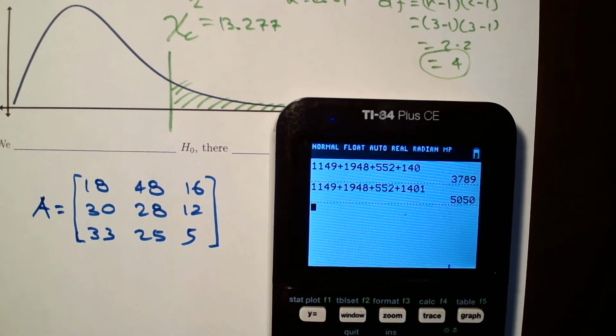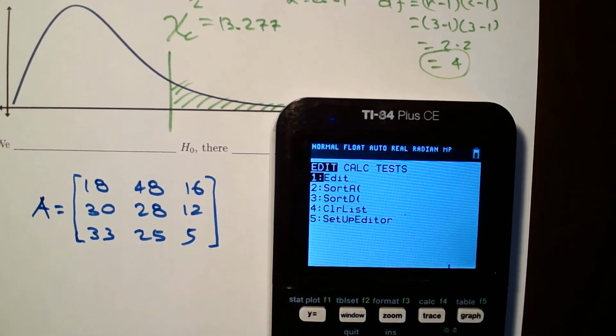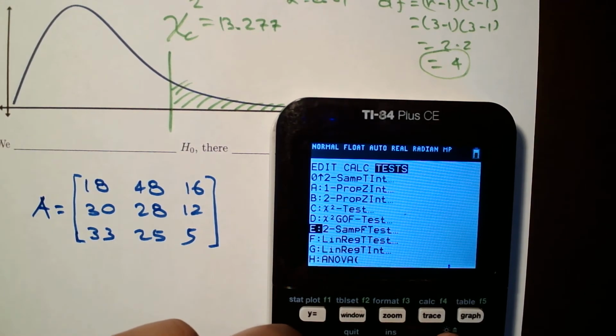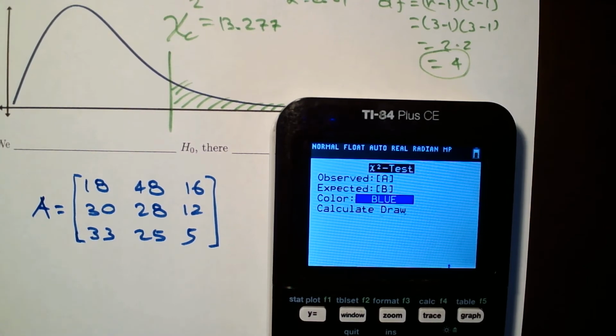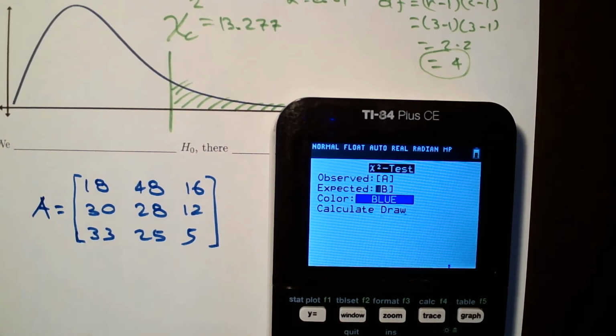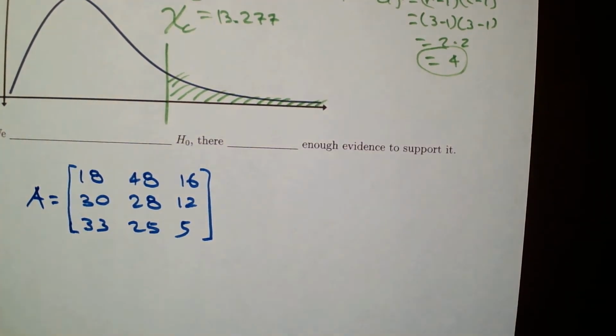So now we're going to go to Stat, Test, and then you're going to look for the chi-square test, not the chi-square GOF as we did before. We do chi-square test. Click Enter, and the observed matrix is the matrix A. For the expected matrix, you don't need to put anything. Actually, before we do this, let's see.